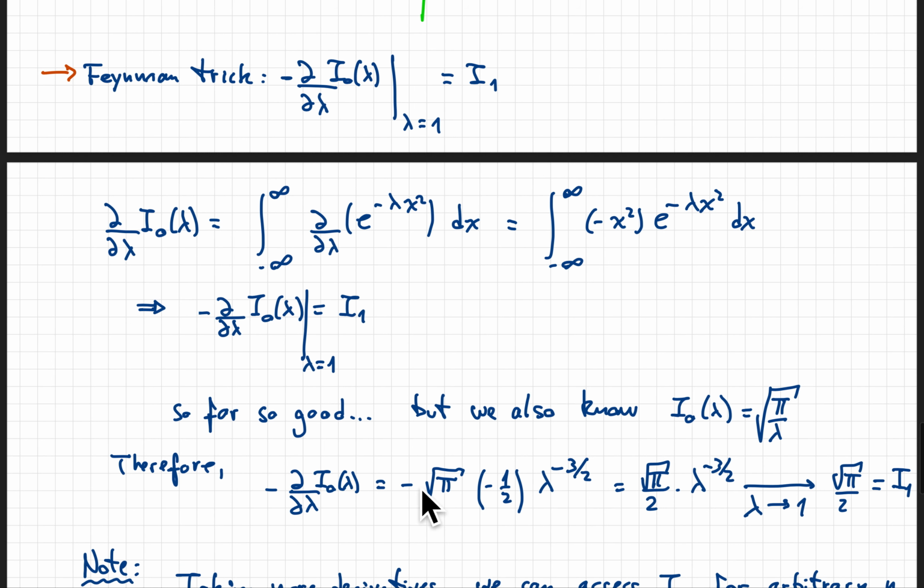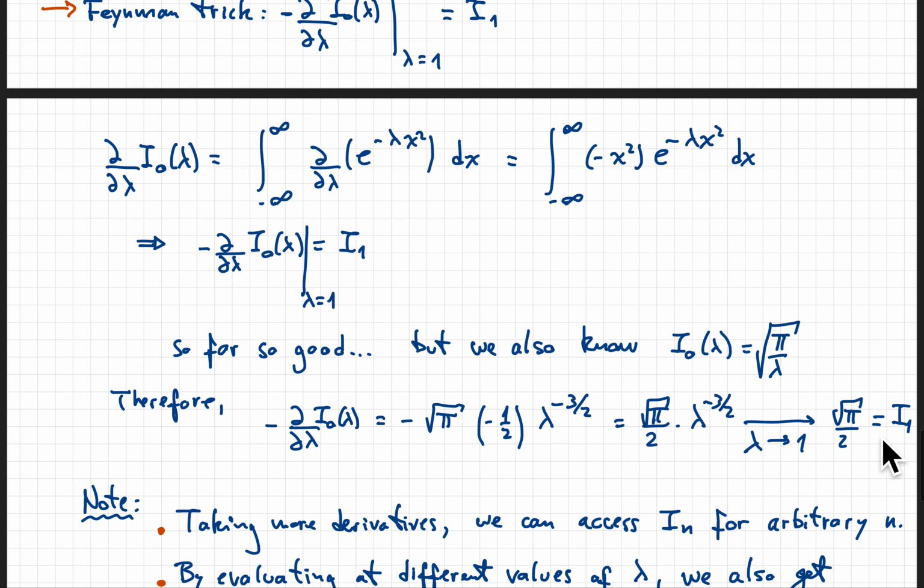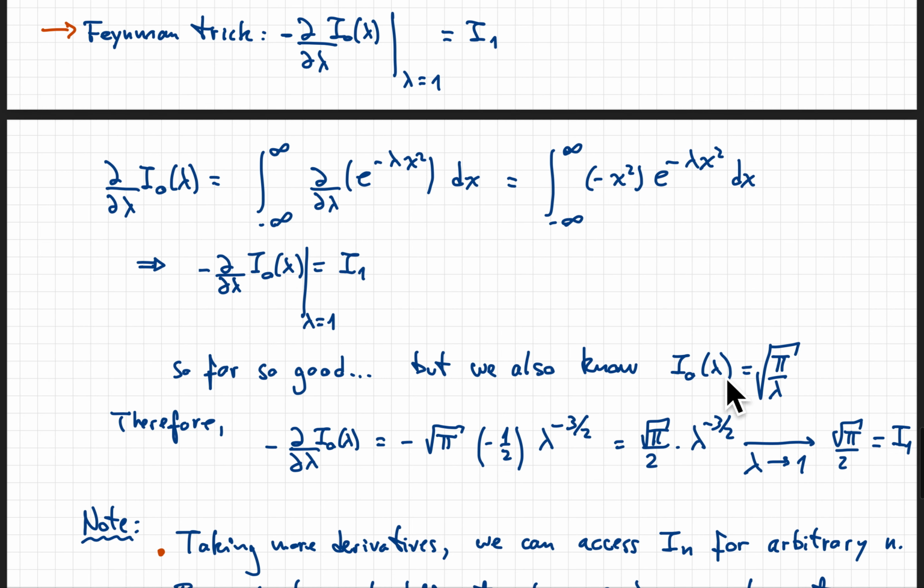And when we do that, we get minus the square root of pi times minus 1/2 lambda to the minus 3/2. And now we're going to have to take lambda equal to 1 in this expression. And when you do, you find that I1, which remember we identify with this when you set lambda equal to 1, you get square root of pi over 2. In other words, we get that I0 evaluated at 1 is square root of pi, and I1 is square root of pi over 2. And those are the two integrals that we need.